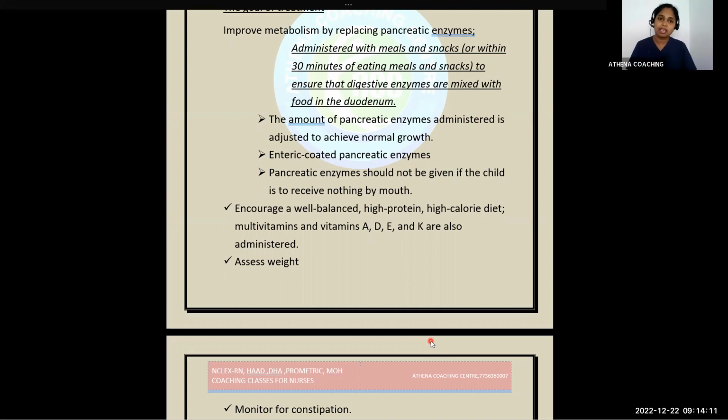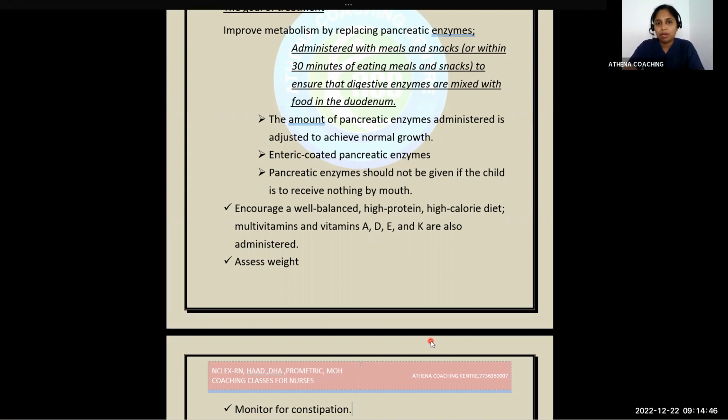Encourage a well-balanced, high protein, high caloric diet, and multivitamins can be given. And this is something very important: vitamins A, D, E, K. You need to provide that. Why is it important? Because in cystic fibrosis, metabolism gets altered. The metabolism of fat is altered, and altered metabolism causes steatorrhea. So the amount of fat which is digested properly is always reduced, and there may be chances of a deficiency of ADEK. So you need to replace that.